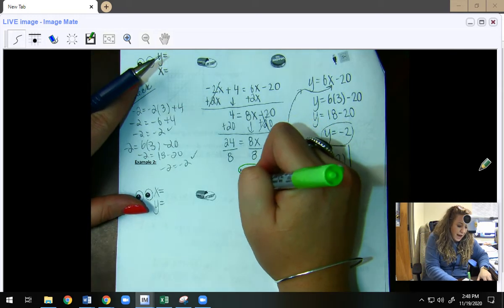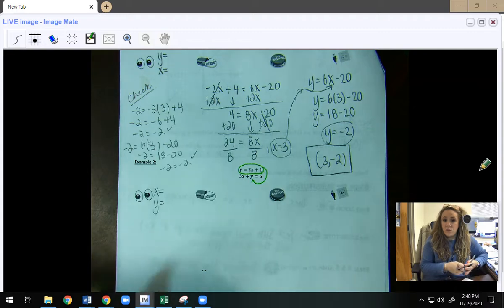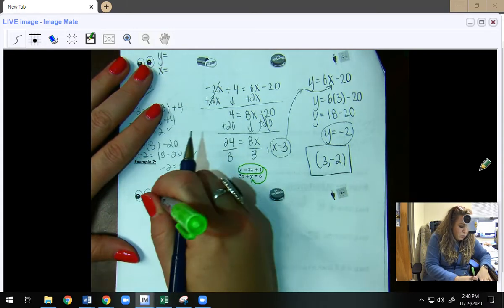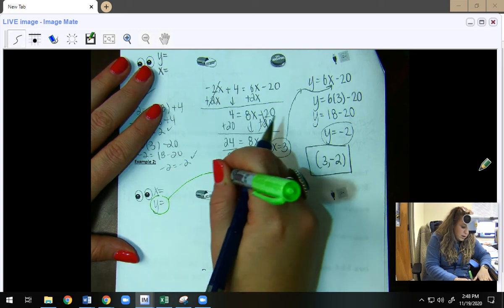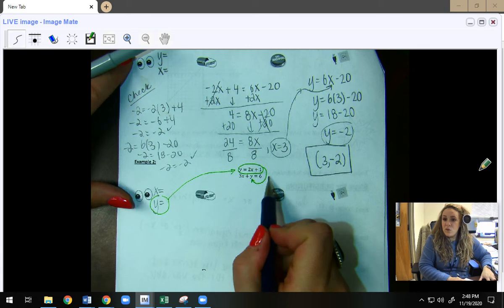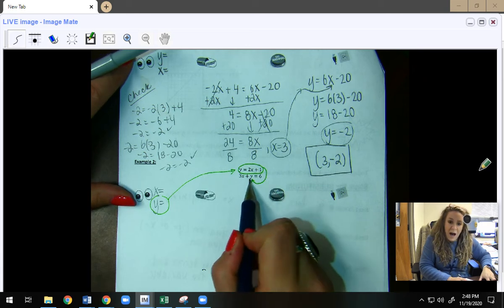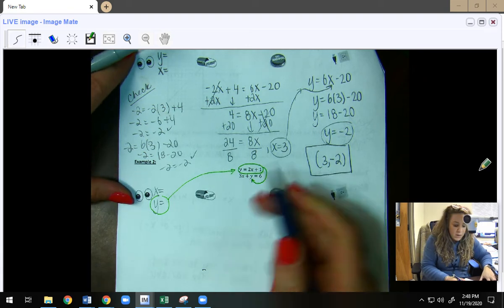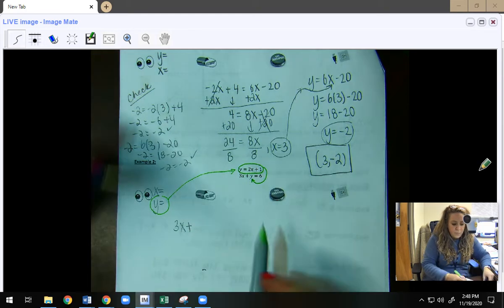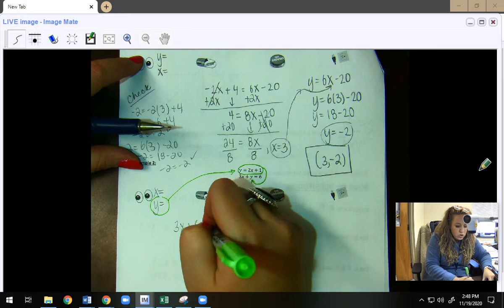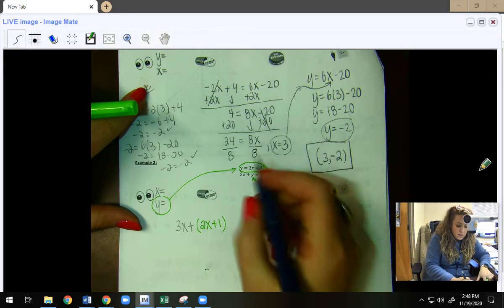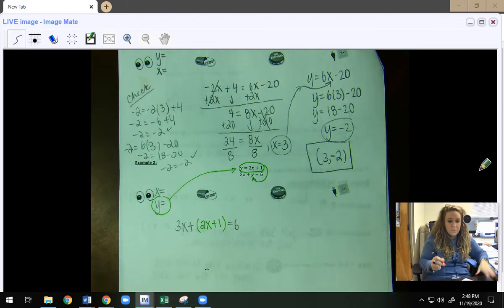So I'm now going to substitute in. I have y equals, it's this one right here. Now I'm going to substitute this in where I see the y in the second equation. So I would get 3x plus, y is now 2x plus 1. And all of this is going to equal 6.